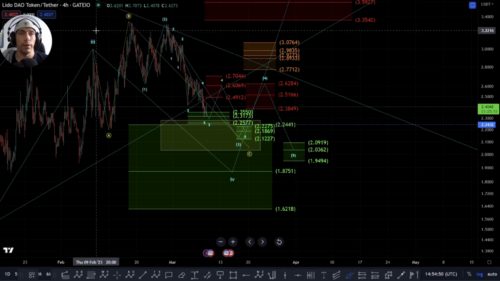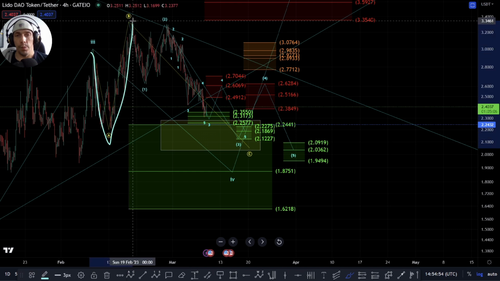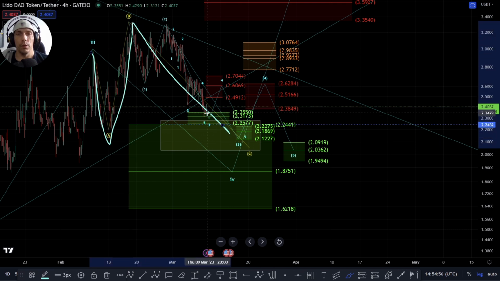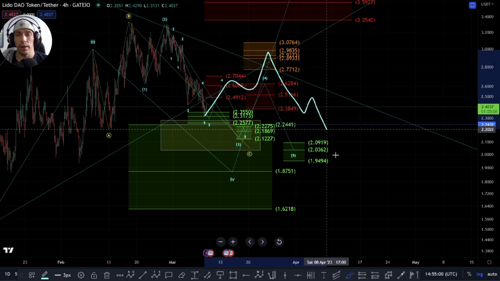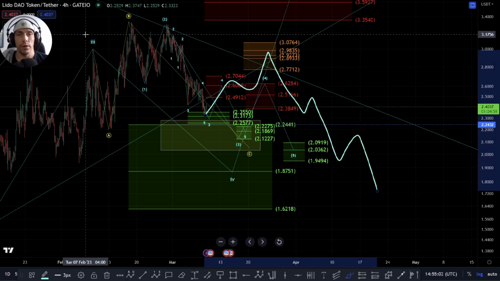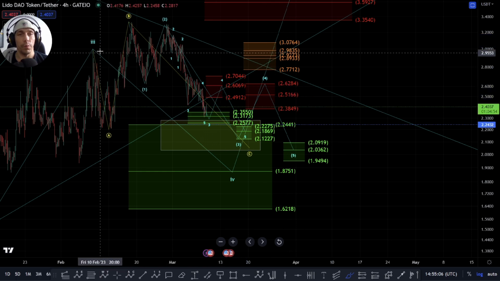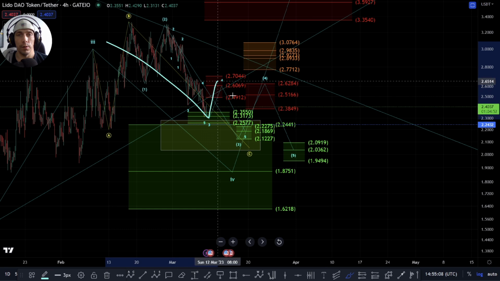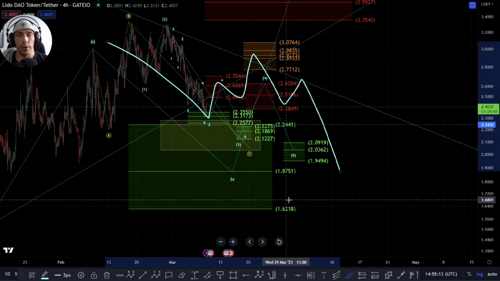Then what we'd be looking at is this is an A, a B, this is an A, a B, a C into the low here, then a connector wave, and then basically either a 5-wave move to the downside if it's going to be an A, B, and a C. Or alternatively, what it could be is a W. We get a 3-wave move up, then we get another 3-wave move down as a WXY.